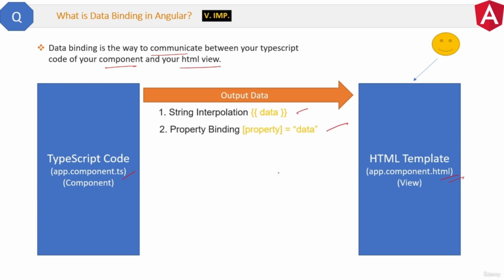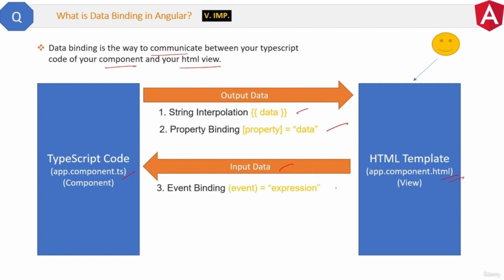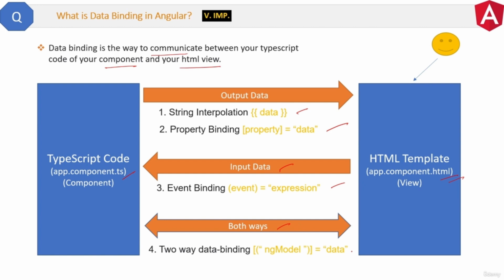We will discuss them in detail in separate questions. Then from view to component, which is input data. For this we have the event binding technique. And sometimes we need data to travel both sides, for which we have the two-way data binding technique. The first three are one-way data binding techniques and the last one is a two-way data binding technique.